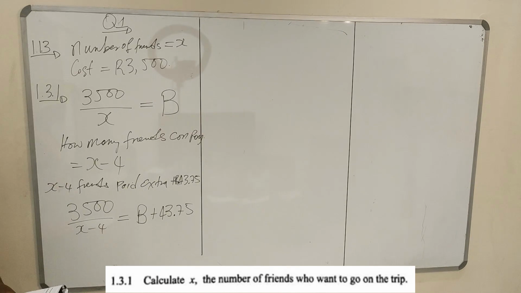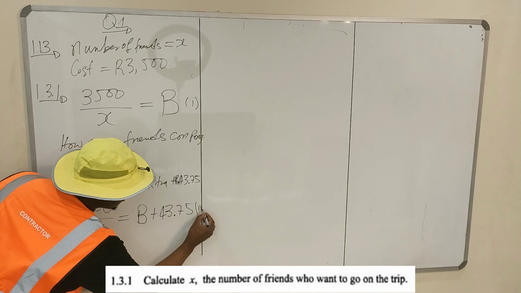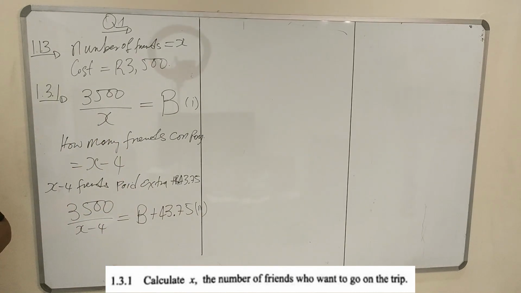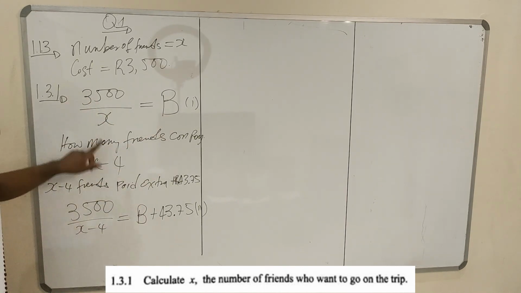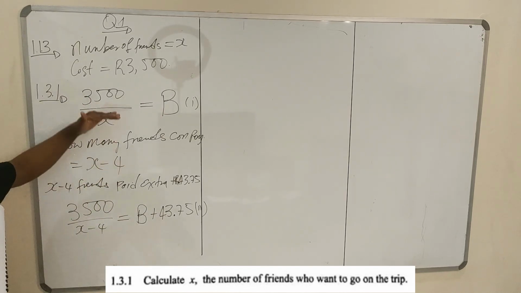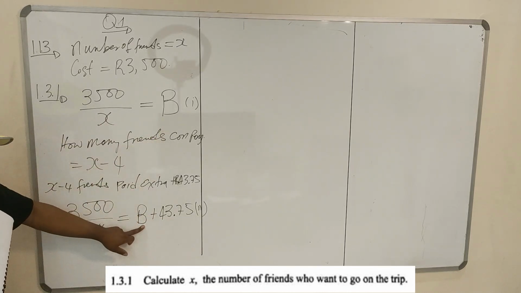What were you asked to find? The number of friends. Then you have two equations, equation 1 and equation 2. This is simultaneous, if you think about it. You want the number of friends, x, but you have the problem of b. But you know what b is: b is 3,500 over x. So you substitute your b here and solve for x.